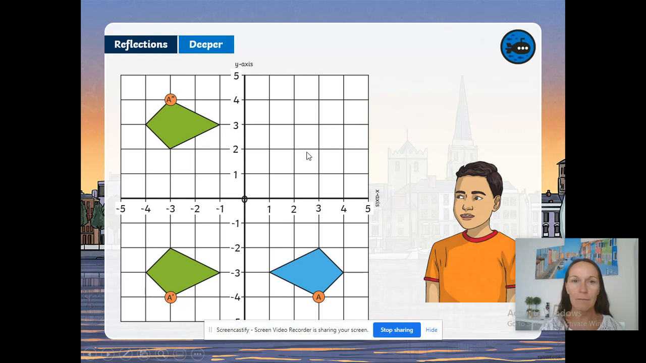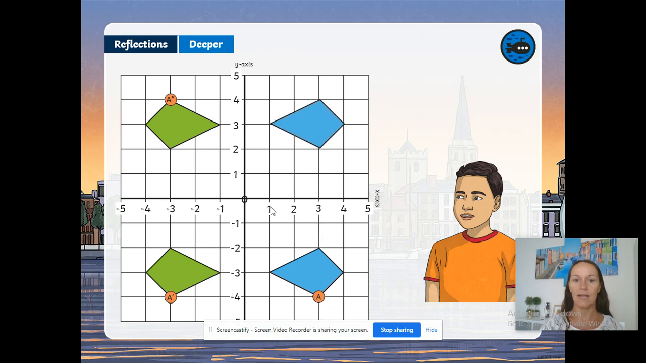I want you to just have a moment and visualize, what do you think the shape that is reflected, this shape here on the y-axis, and it will also represent this shape here being reflected on the x-axis. Let's have a look. Have you got your picture in your head? Where do you think the A would be? What coordinates do you think it would be?